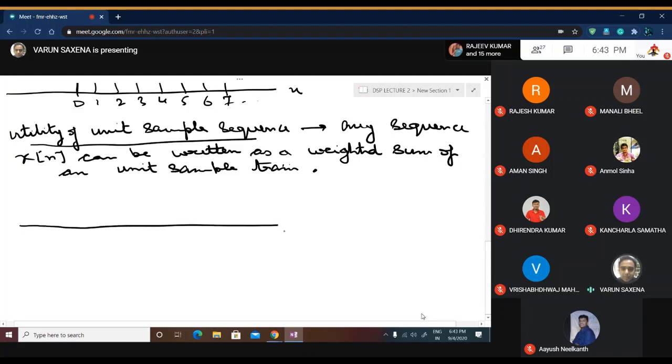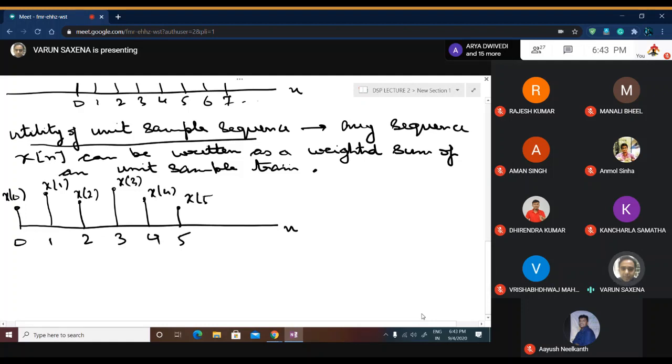Suppose you have n here, and I have these values. This is 0. This is 1. This is 2. This is 3. This is 4. This is 5. This is some x0. This is x1. I'm talking about in terms of amplitudes. So this is x2. This is x of 3. This is x of 4. And this is x of 5. It's a finite sequence. So I say any sequence can be written as a weighted sum of unit sample trains.